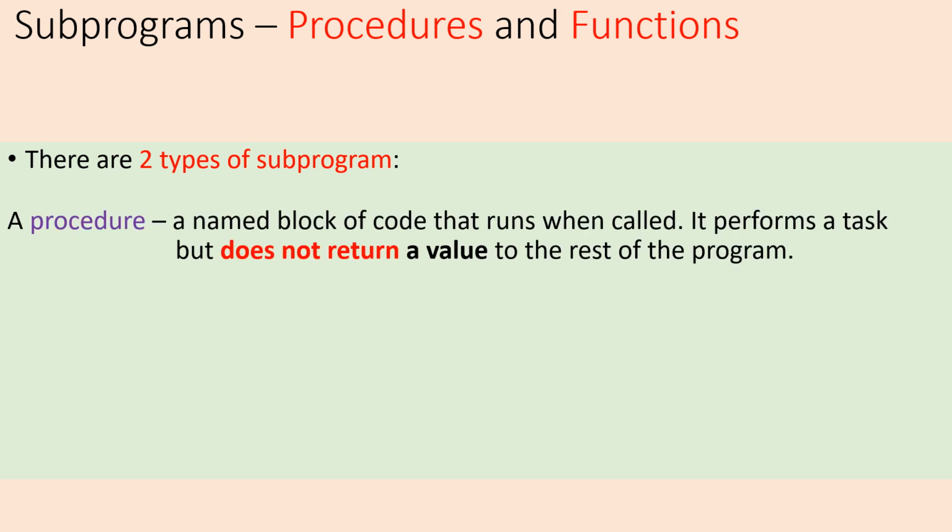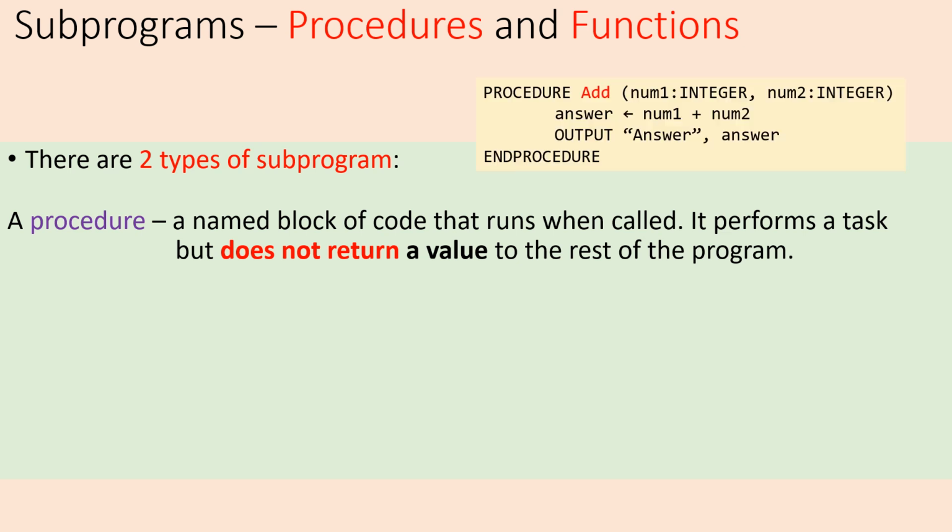The first one is a procedure. A procedure is a named block of code, so we saw that on the last slide, we called it add. A named block of code that runs when called. It performs a task, but it does not return a value to the rest of the program. It'll do its job, but it doesn't return anything to the rest of the program. There's the procedure we looked at on the last slide, called add. It does its task and doesn't return anything to the rest of the program.